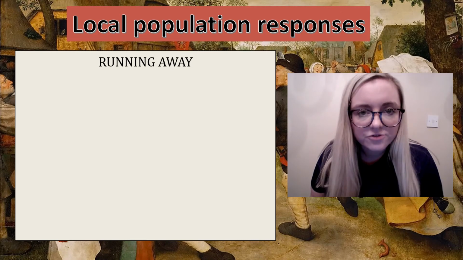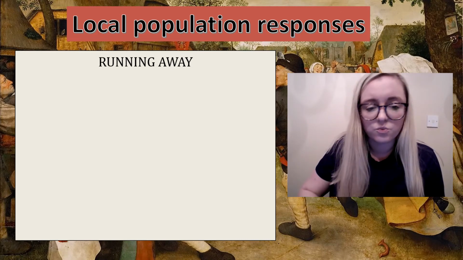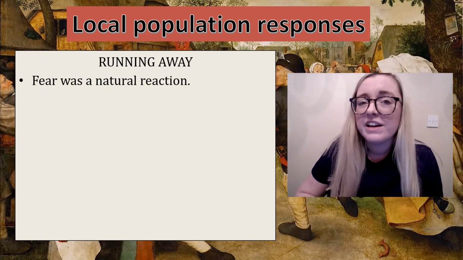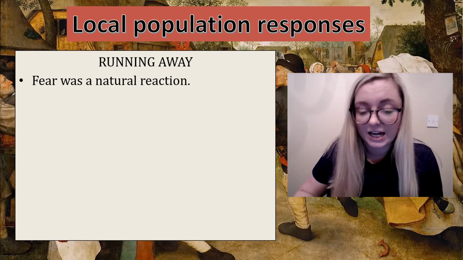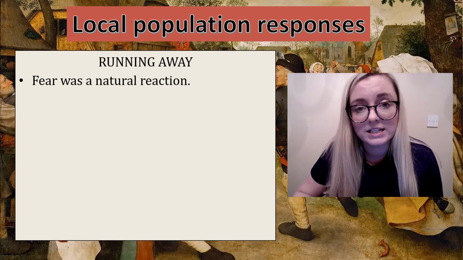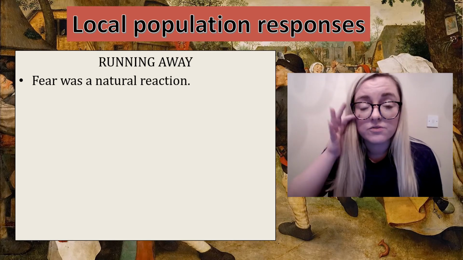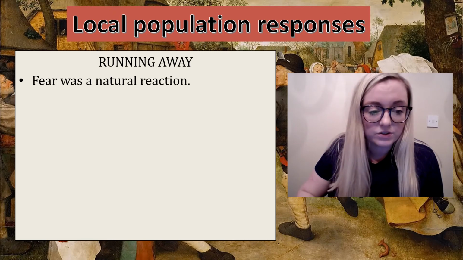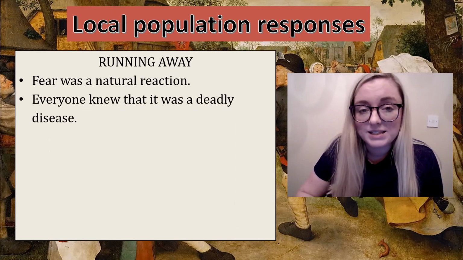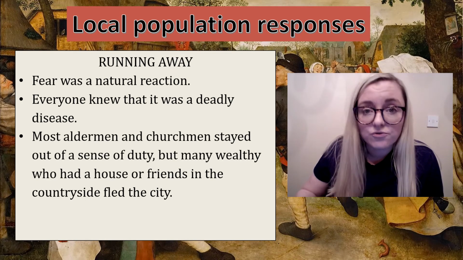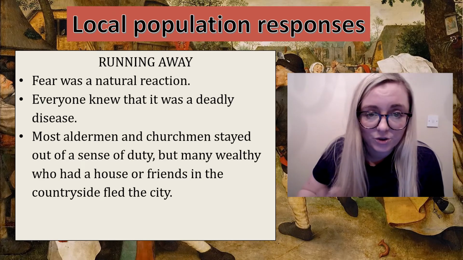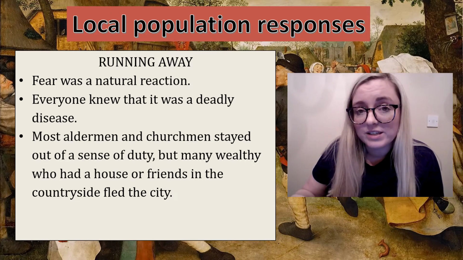Okay, so the first reaction of the local population was to run away. Now, fear is a natural reaction to the death of 10% of your community and the awful symptoms that are associated with the plague, but running away was probably the most common response of everyday people. Everyone knew it was a deadly disease, and most of the aldermen and churchmen stayed out of a sense of duty. So not everyone ran away. It tended to be the rich that had a house in the countryside would run away from the towns, but there were some people that stayed around.